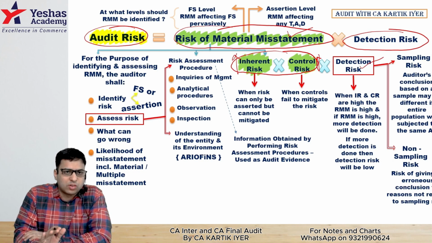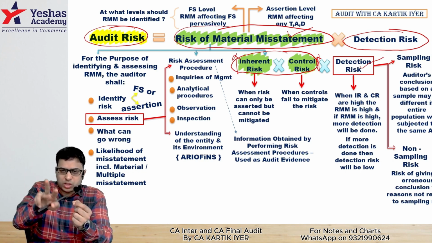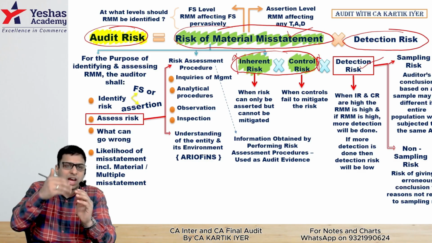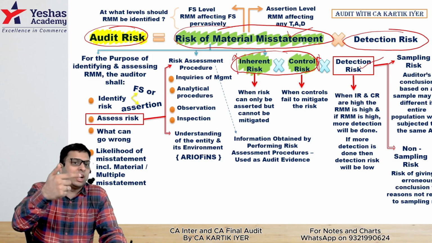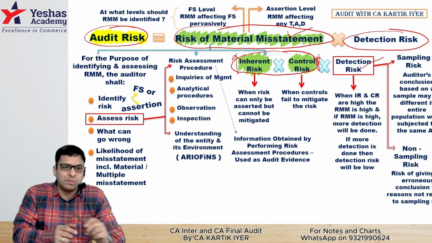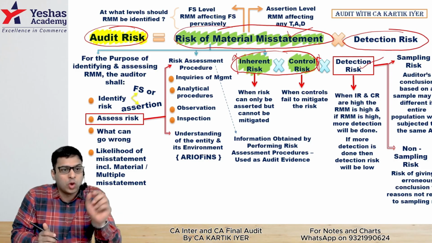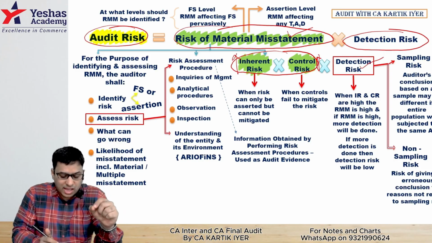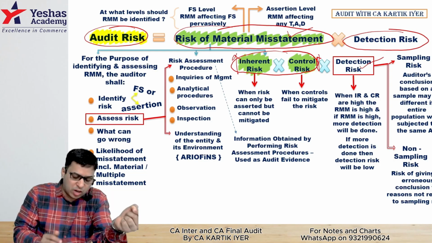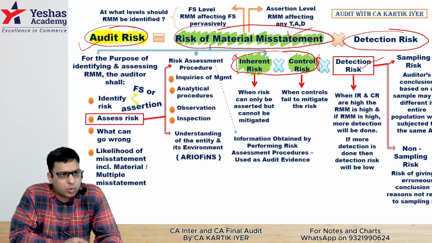So ideally, what does the auditor want? If the inherent risk is high or the control risk is high or if both are high, then the RMM is high. If the RMM is high, then the auditor will do the required hard work. So the detection risk will be low. If the detection risk is low, it means you are in a much better position to give your opinion. Your opinion will be more correct. Hence, the risk of giving an inappropriate audit opinion will be less. So the audit risk will also be less. This is what you're doing.